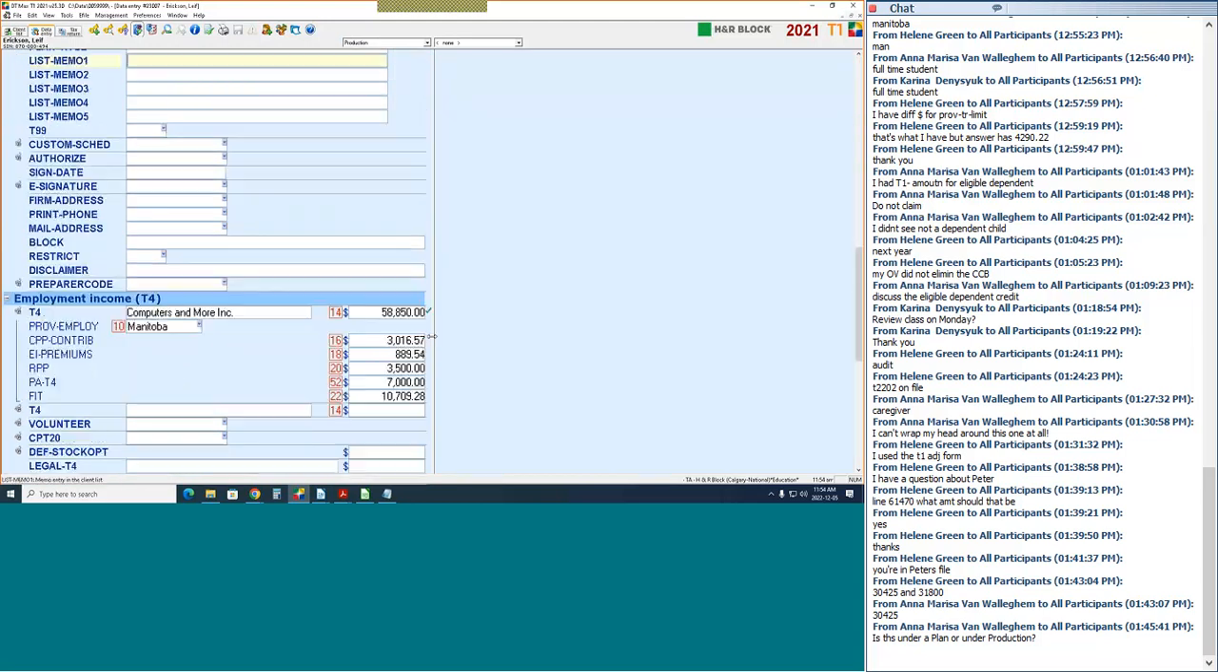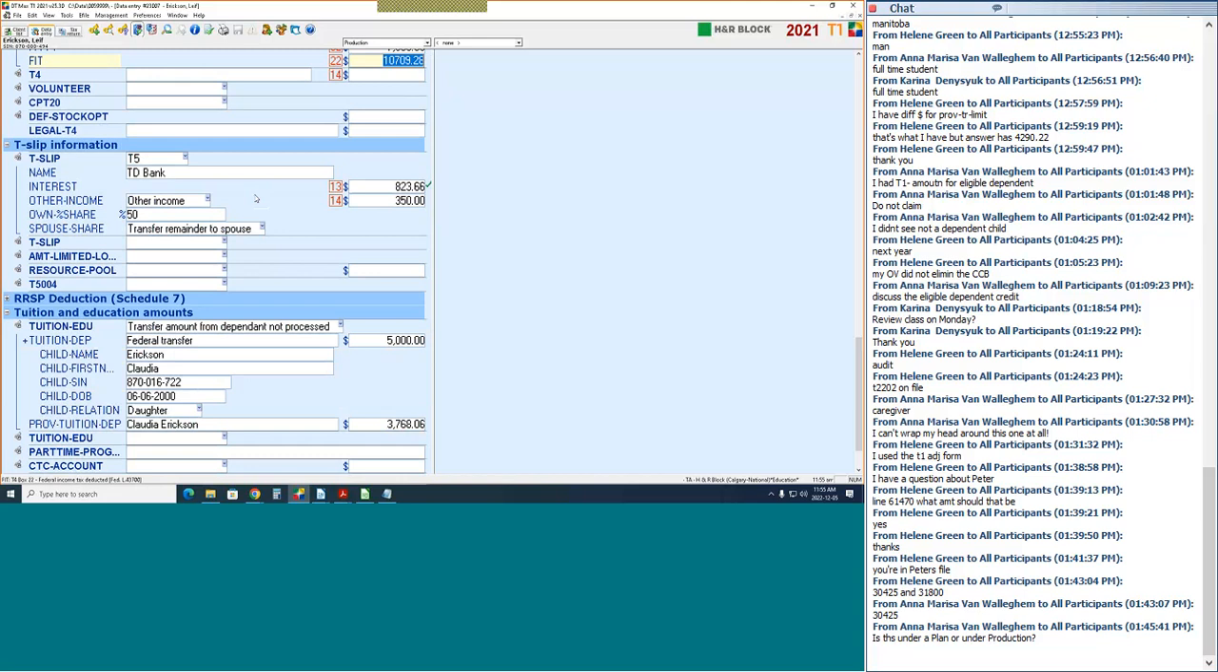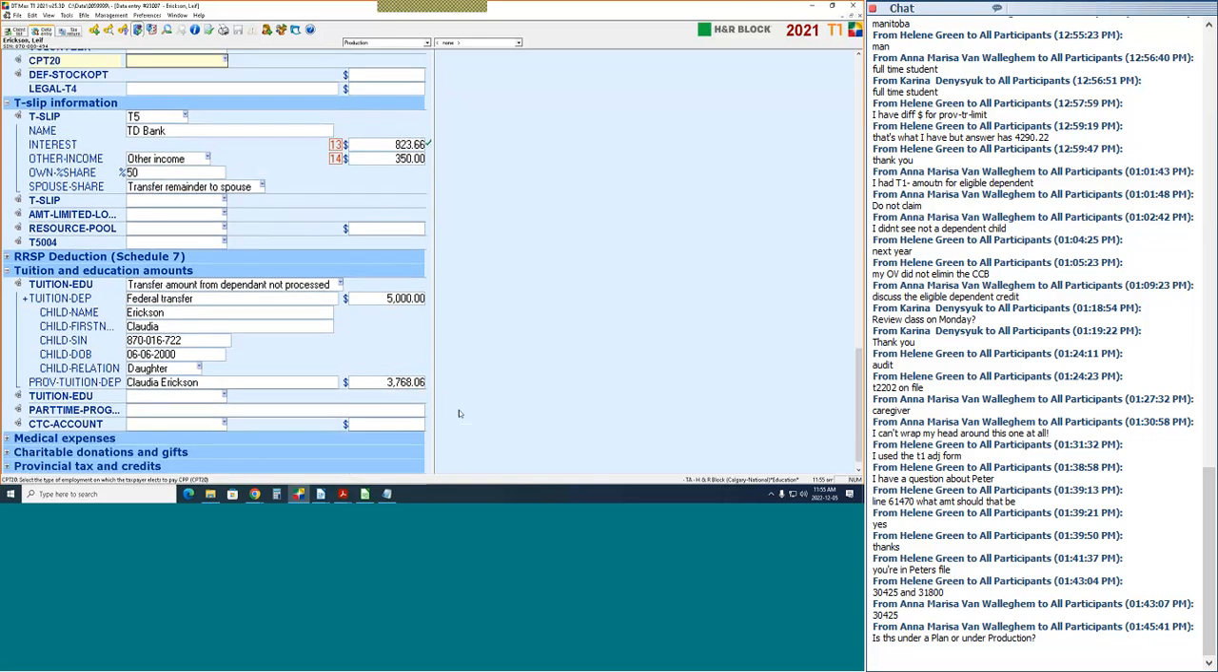Other than that, only enter the T5 once. So if you've entered the T5, put it on one person. Doesn't matter whose in this case. And then you're going to put the full amount in and then say own share 50 and transfer. That's a lot safer than doing the math by yourself and then doubling up your data entry. So anytime you can split things, use the computer to split it for you. And then we would have had this transfer amount for dependent not processed, 5,000, the provincial amount that we had calculated before.